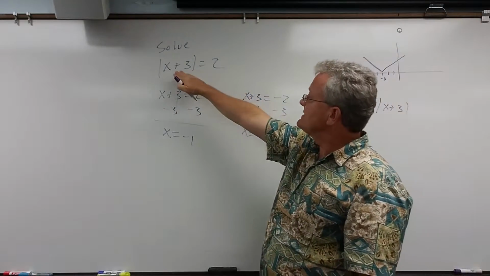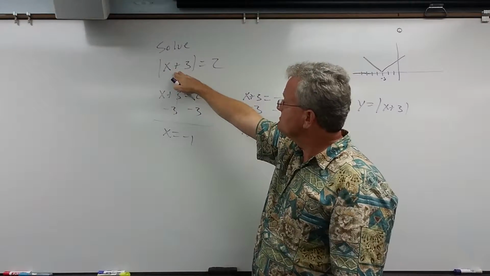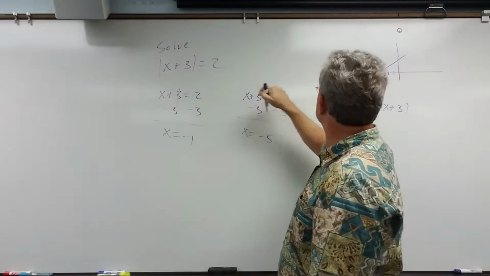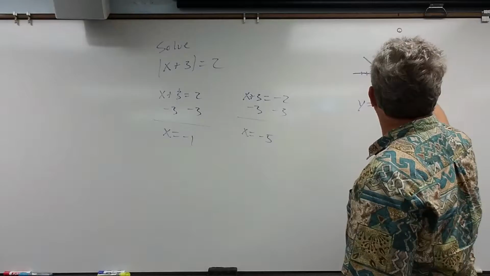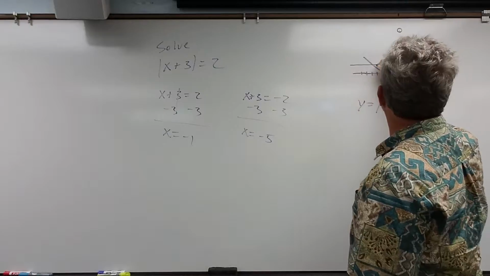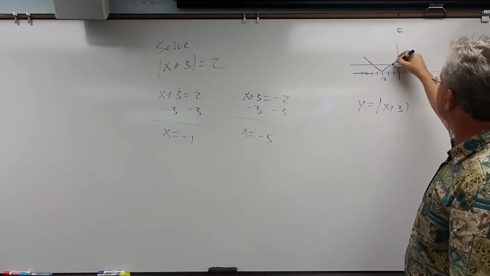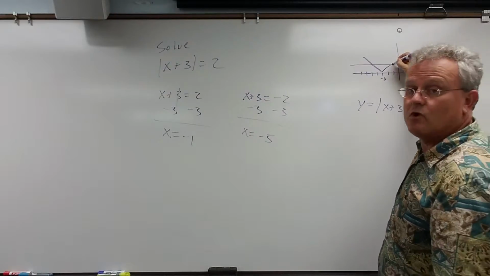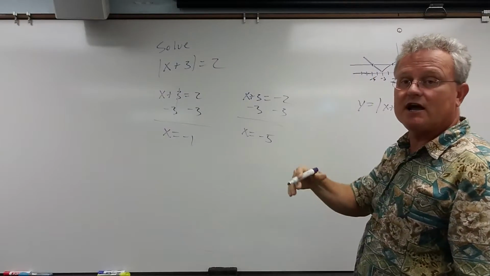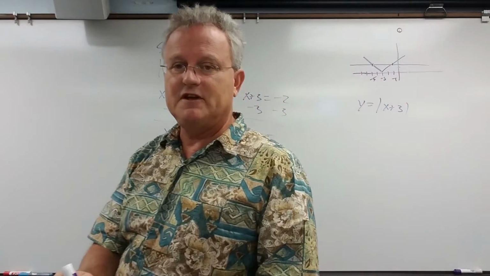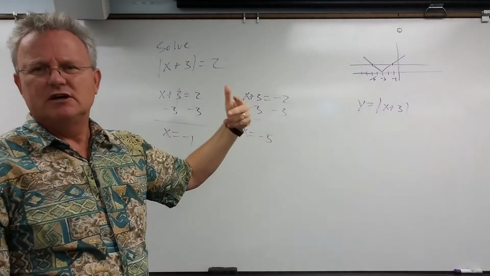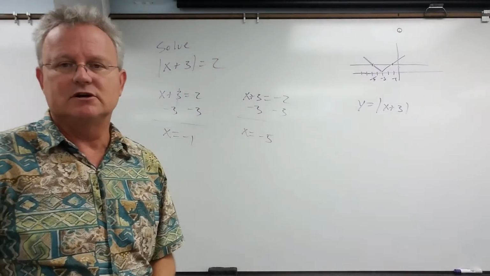Now, if I set y equal to the absolute value of x plus 3, then we want to know when y is 2. Y equals 2 is the horizontal line at 2, and when I graph this line, we see it crosses at x equals negative 1 and at x equals negative 5. And that gives us kind of a visual, more of an intuitive feeling of why the solution is what it is, and how it connects to the graph.